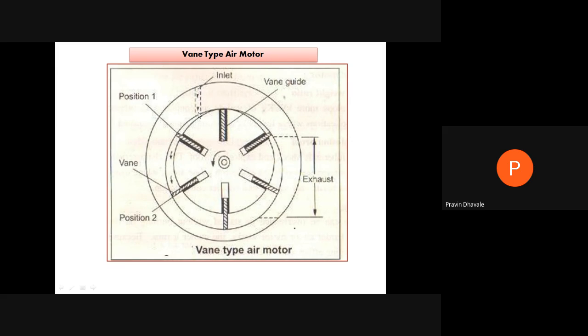Because of the compressed, pressurized air, this rotor will be rotated and you are getting rotary motion at the shaft of this vane type gear motor. By using the pressurized air, we can rotate the shaft of the gear motor, vane type gear motor.